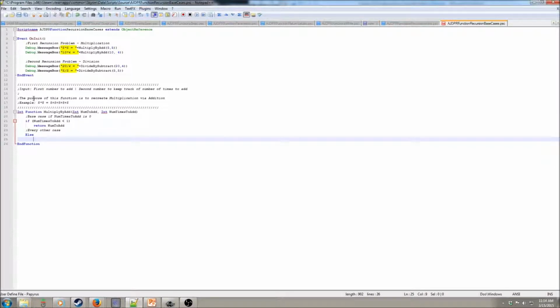Let's map this out really quick. So we want to return num to add plus, and then the multiply by add num to add and num times to add minus 1. Let's put this in parentheses just so.